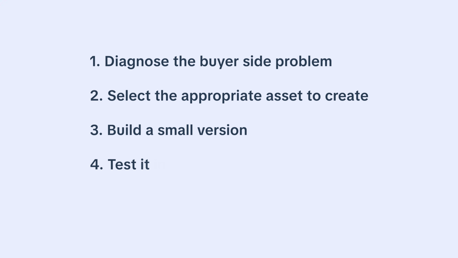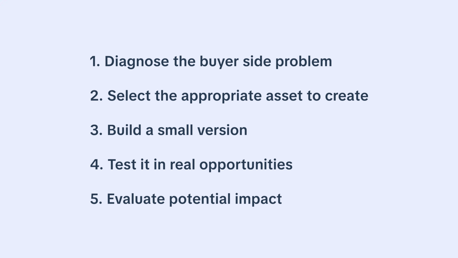Then you build a small version, test it in a real opportunity, and see whether it helps the buyer and your deals make progress. So I'll say that the best place to start with creating effective buyer enablement content in your recent deals is choosing a small sample of stalled, lost, or slow-moving opportunities and looking at where the buying process started to break down. The questions I would ask are, where did momentum slow?